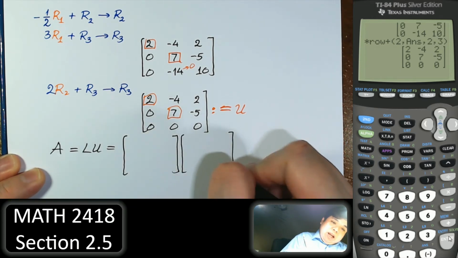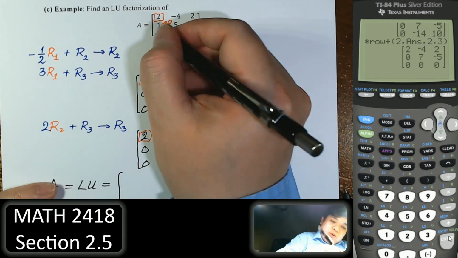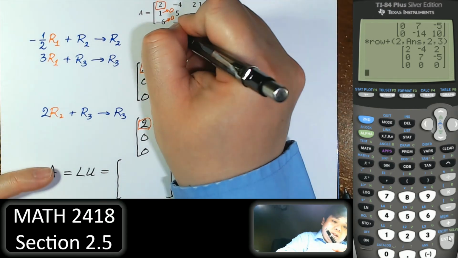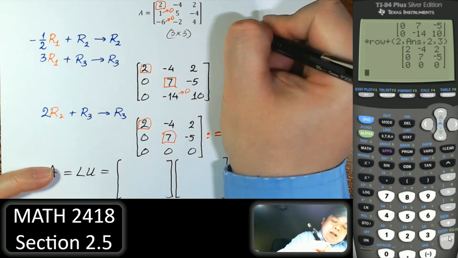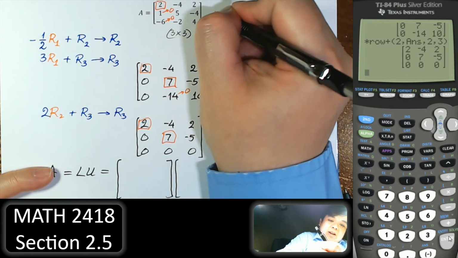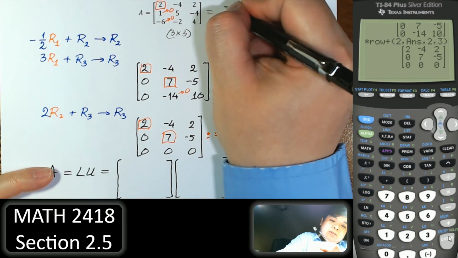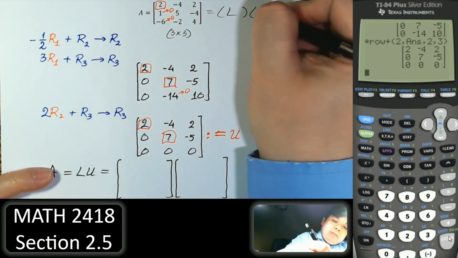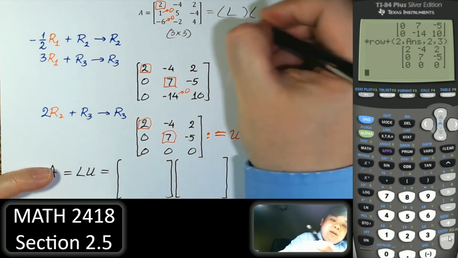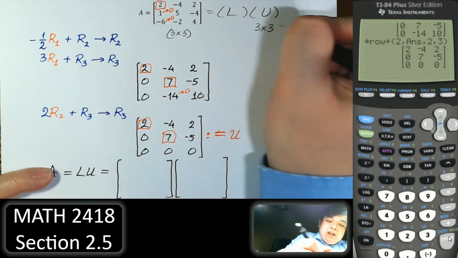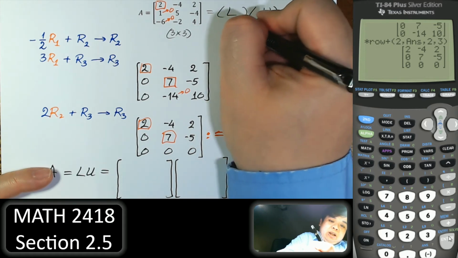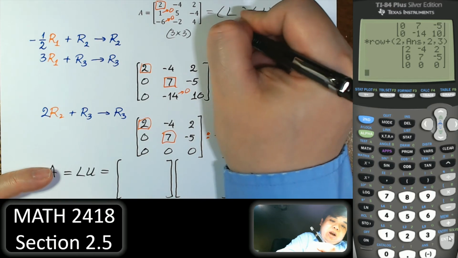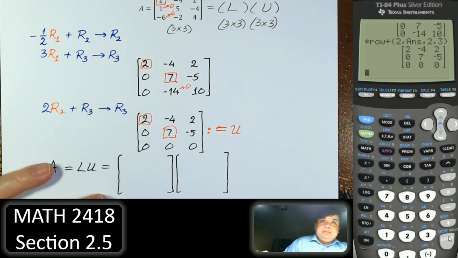Now we can check the dimension. A is obviously 3 by 3. And then we have L and U. U has to be the same dimension as A. And then we take 3. L has to be a square matrix, so all of them are 3 by 3.